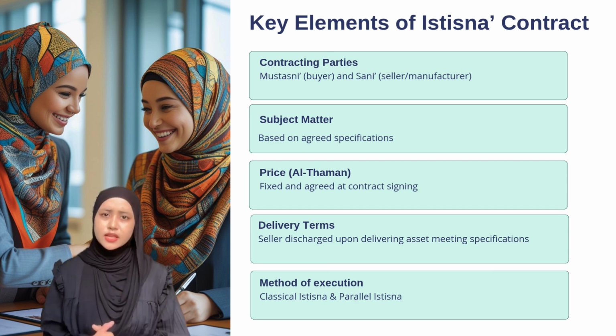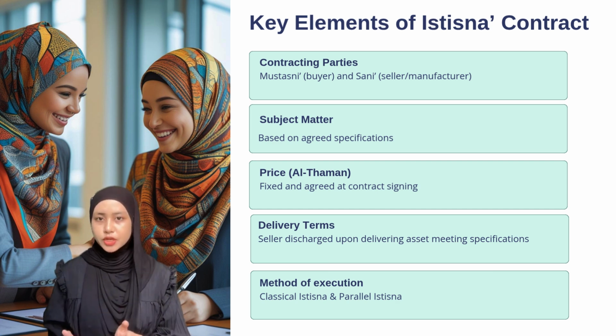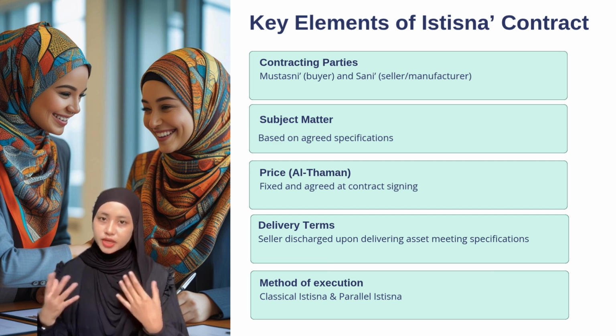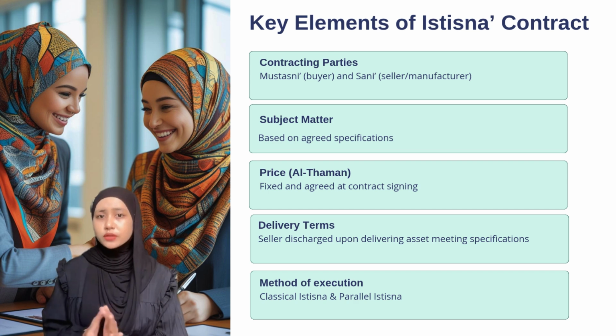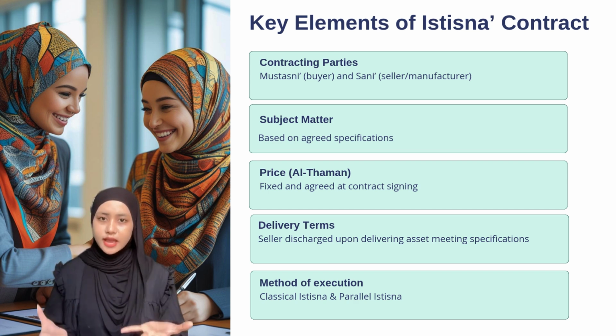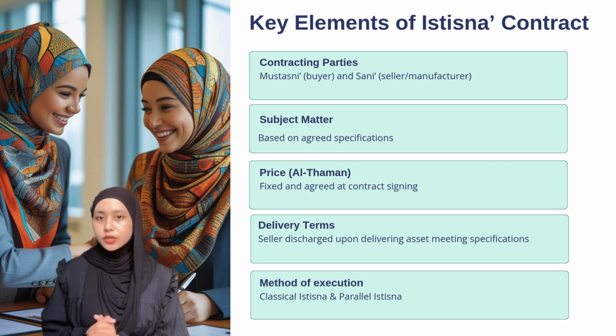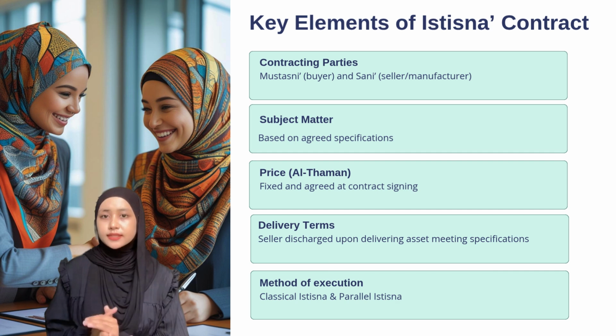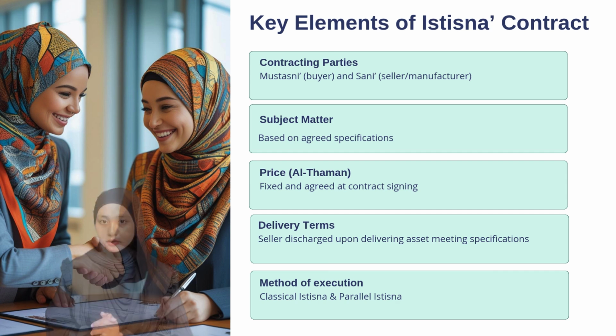The fourth one is delivery terms. The seller is discharged of his obligation under the Istisna contract upon the delivery of the Istisna asset which meets the agreed specification to the purchaser, and the purchaser takes possession of the Istisna asset. If the Istisna asset is delivered according to the agreed specification and time, the purchaser must accept the delivery of the asset and pay the agreed price to the seller.